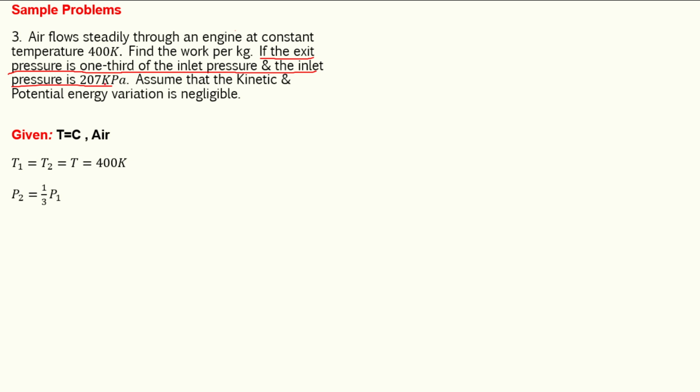And the inlet pressure is 207 kilopascal. So, binigay din niya yung inlet pressure. Ano nga yung inlet natin? Laging 1. So, P1 is equal to 207 kilopascal. So, assume natin na ang ating kinetic energy and potential energy is negligible. So, required work non-flow. So, kapag sinabing negligible, delta KE and delta PE is equal to 0. Okay. So, base dito sa given, anong formula ang gagamitin natin? So, meron tayong temperature, meron tayong pressure, ang hinahanap ay work non-flow. So, anong formula kaya to?